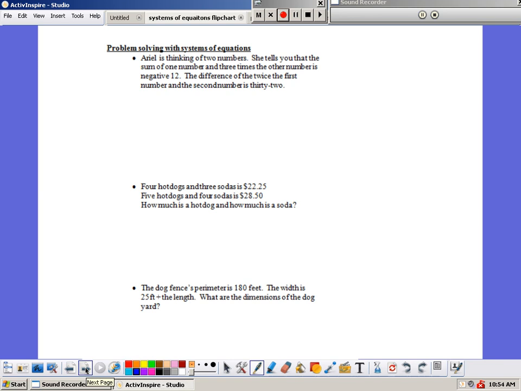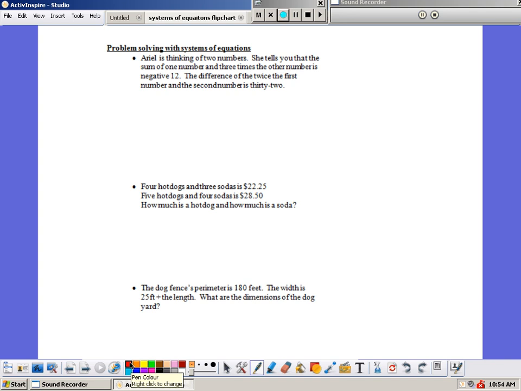Okay, so now we're going to do some problem solving with systems. Ariel is thinking of two numbers. She tells you that the sum of one number and 3 times the other number is negative 12. The difference of twice the first number and the second number is 32. Now always read the problem first, and then I go sentence by sentence.